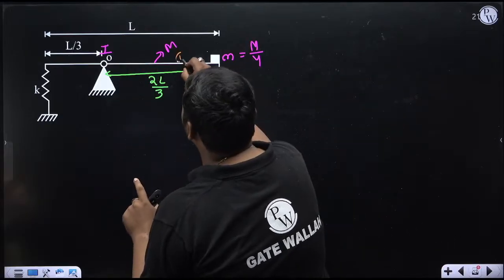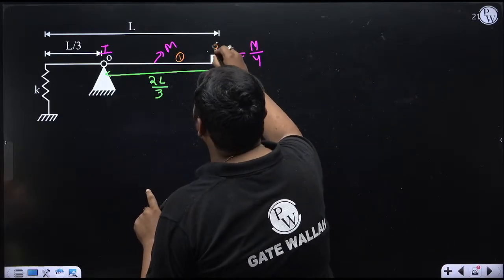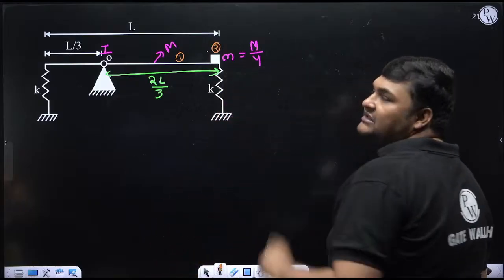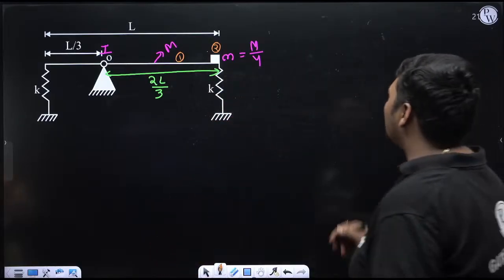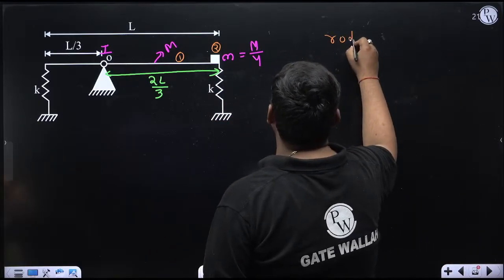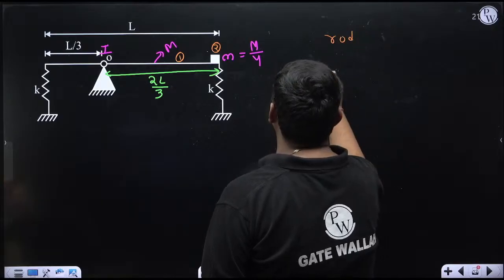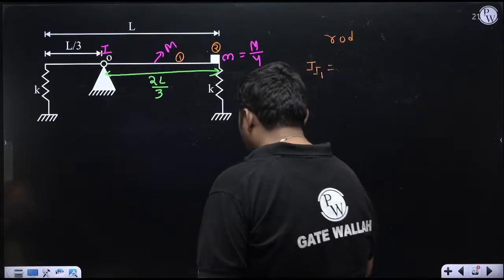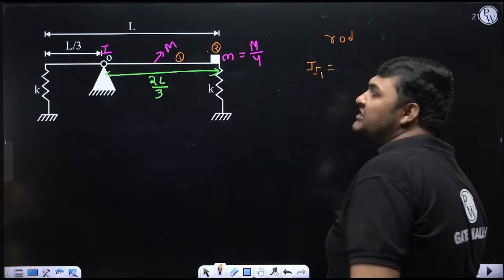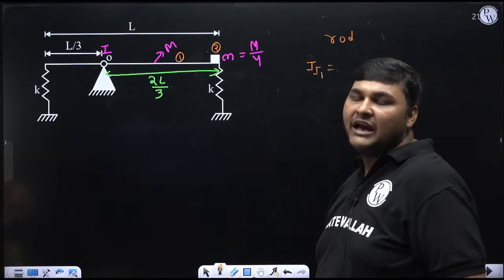Suppose for the rod I am using suffix 1, and for the point mass I am using suffix 2, about the eye center, because their eye centers are the same. So first I am calculating the mass moment of inertia of the rod about the eye center, that I am representing as I1. First calculate the mass moment of inertia of the rod about its center of gravity. If that is not coinciding with the eye center, then use the parallel axis theorem.